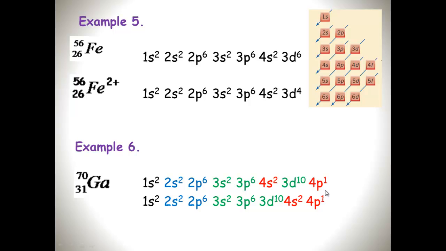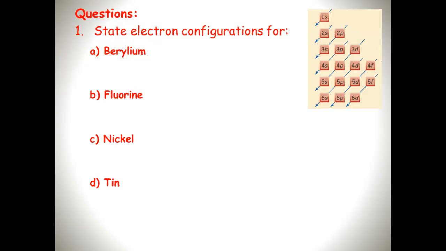So I've got a couple of questions for you to answer here. Give the video a pause and see if you can work out the electron configurations for beryllium, fluorine, nickel and tin, and I'll run through the answers.